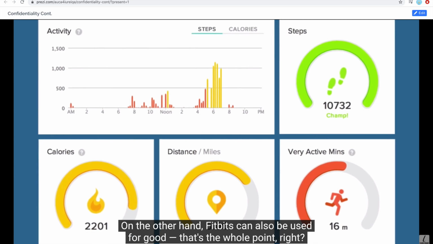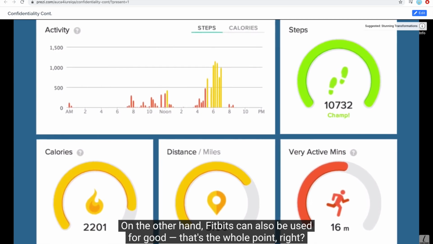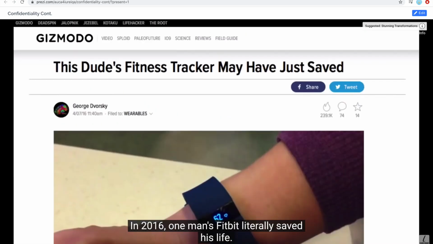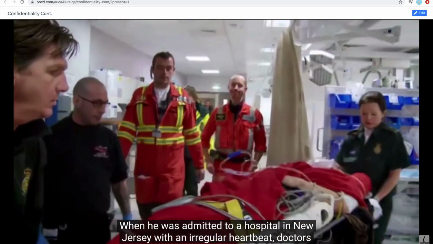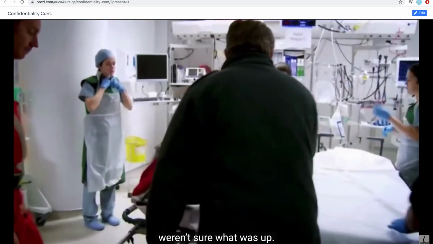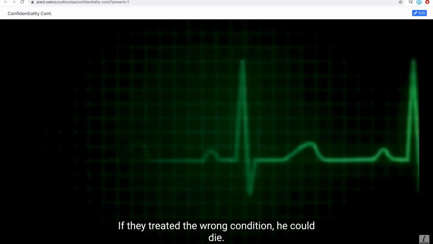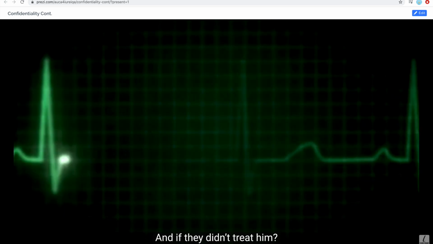On the other hand, Fitbits can also be used for good. That's the whole point, right? Lifesaver. In 2016, one man's Fitbit literally saved his life. When he was admitted to a hospital in New Jersey with an irregular heartbeat, doctors weren't sure what was up. Was it a chronic problem or one brought on by a seizure? If they treated the wrong condition, he could die. And if they didn't treat him?